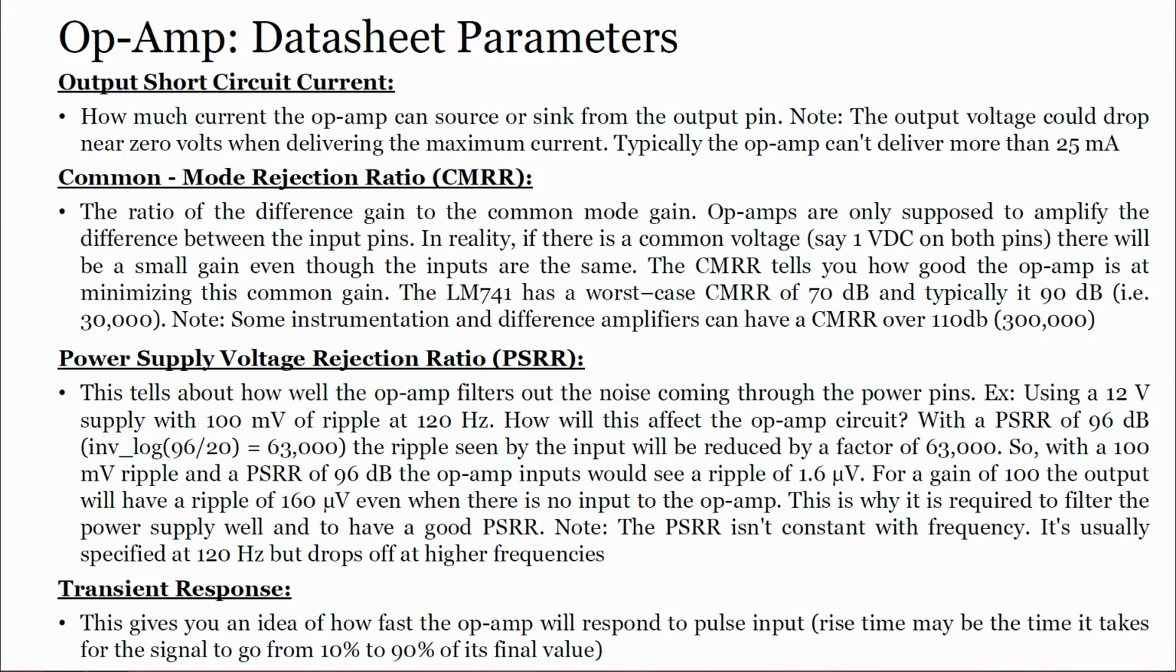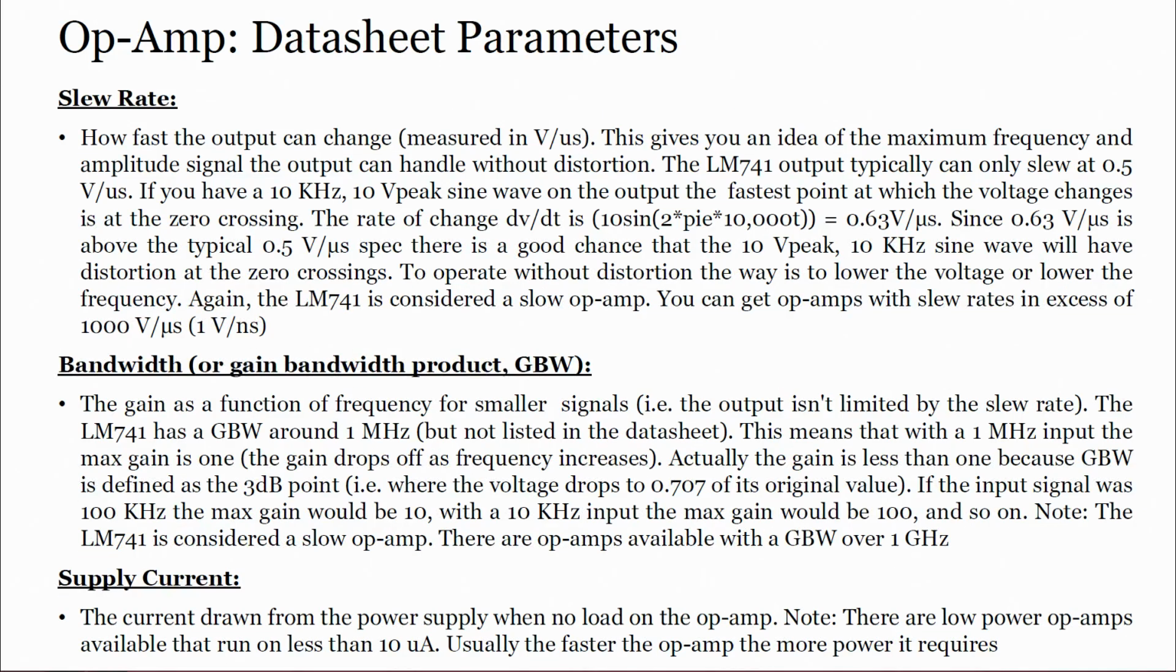Now, what exactly does transient response mean? This gives you an idea of how fast the op amp will respond to a pulse input. Rise time may be the time it takes for the signal to go from 10% to 90%, which tells you how fast the op amp is. That is the transient response. Then we talked about slew rate.